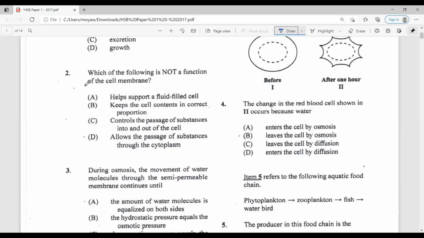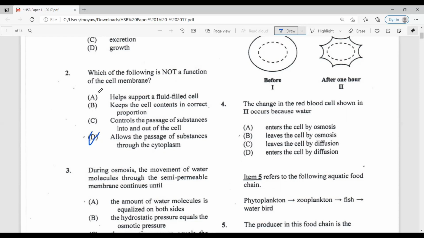So moving on to question 2. Which of the following is not a function of the cell membrane? A, helps support a fluid-filled cell. B, keeps the cell contents in correct proportion. C, controls the passage of substances into and out of the cell. D, allows the passage of substances through the cytoplasm. So now the answer has to be D. D is definitely not a function.